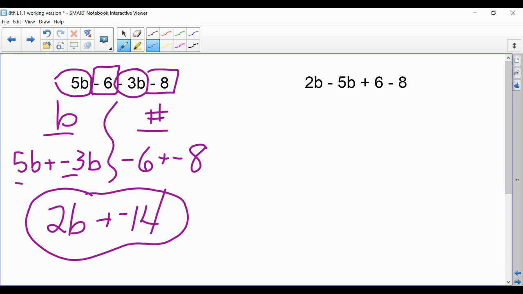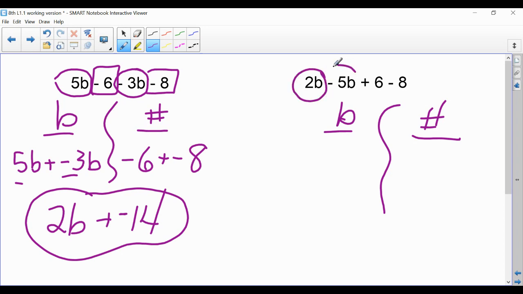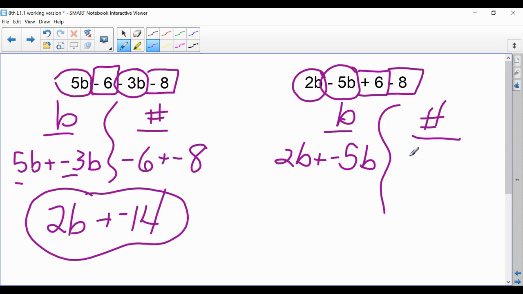This one here says 2b minus 5b plus 6 minus 8. We have b's and numbers again. So here we have a 2b and a negative 5b. And then we have a positive 6 and a negative 8.